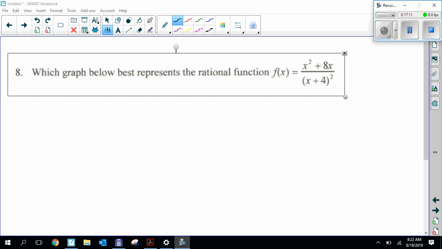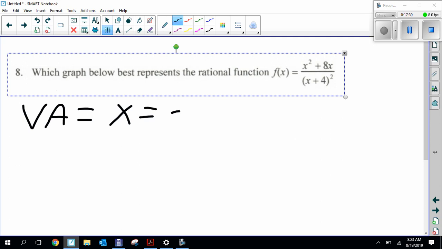The directions on this one are a little bit messed up. It says which graph below. There's no graphs. So instead, we're just going to go through. We're going to get vertical asymptotes, horizontal asymptotes, x-intercepts, y-intercepts, so that way we know the graph. So vertical asymptotes, you get from the denominator equals 0, x equals negative 4.